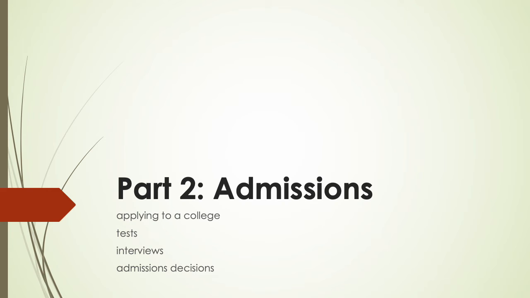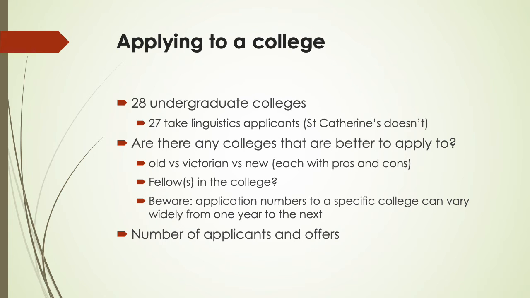Let's now move on to the process of applying for admission to study linguistics at Cambridge. First of all, students generally apply to a specific college, such as King's or Magdalen or Fitzwilliam. If you don't have a preference, you can make what's called an open application and not specify a particular college. You will then be allocated to a college by the admissions office.